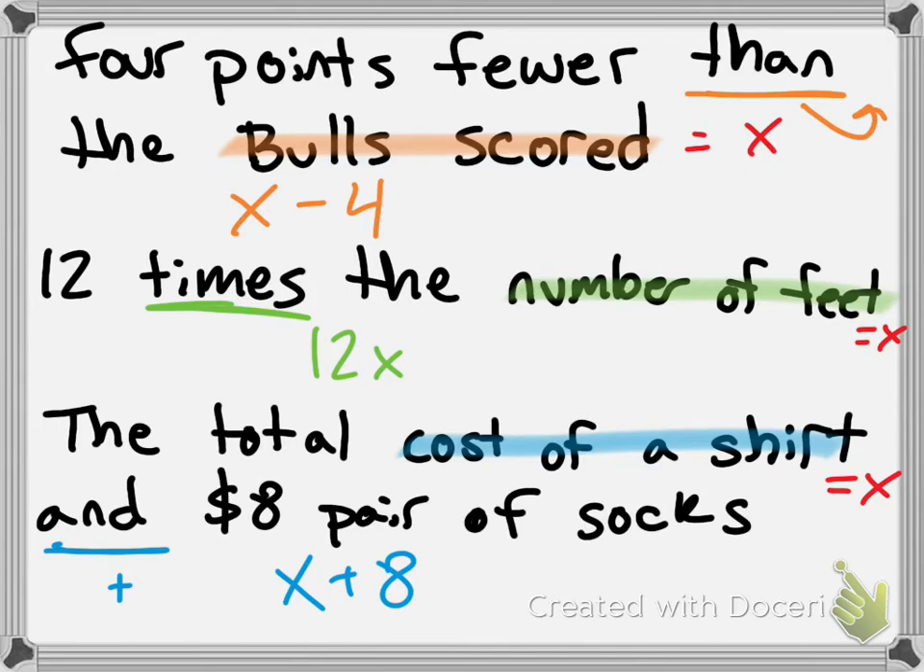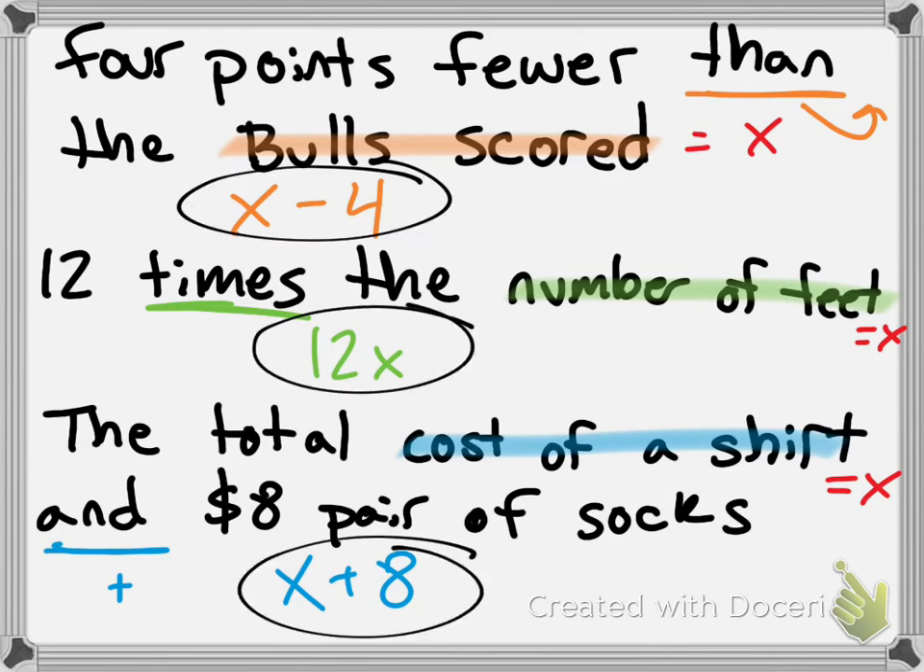Notice how my answers are simply written like this: x minus 4, 12x, x plus 8. Did I get a numerical answer? Did I get a number at the end when I solved this? No, I haven't gotten a number because all I've done so far is write an expression.